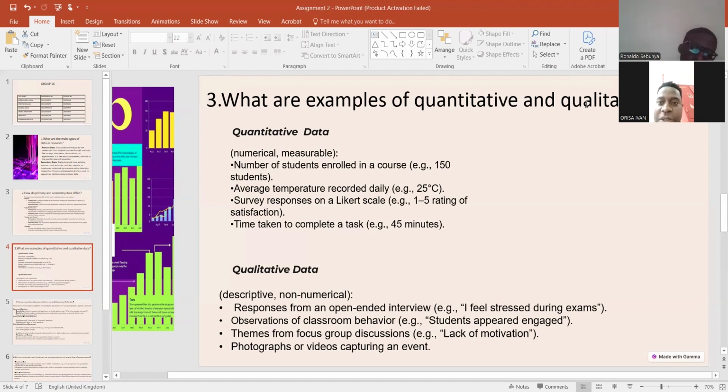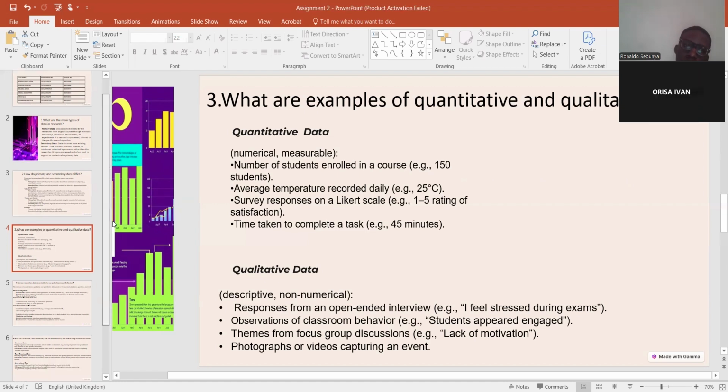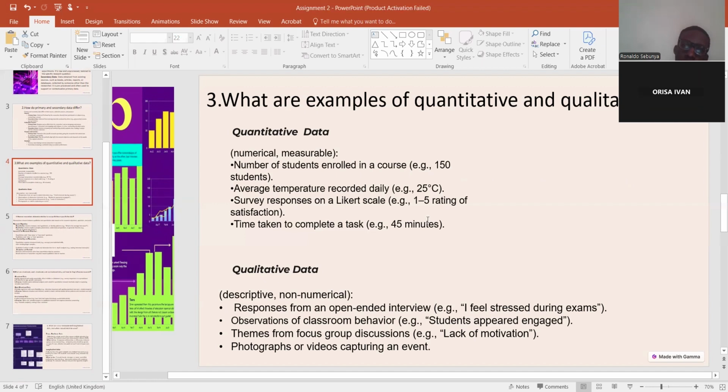Then under qualitative data, we have the descriptive or non-numerical. This can be the responses from an open-ended interview, i.e. someone can say they feel stressed during an exam. You can't measure that, you can just take the description. You can also have observations of classroom behavior, if students appeared engaged, the themes from focus group discussions, i.e. lack of motivation, and photographs of students or videos capturing an event. Yeah, that is my part.